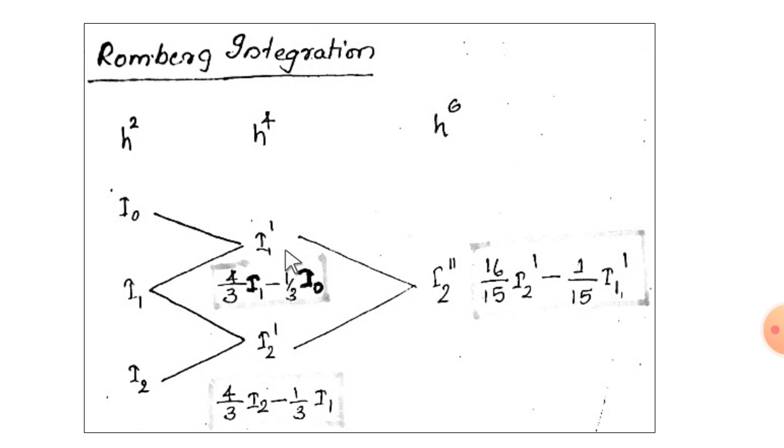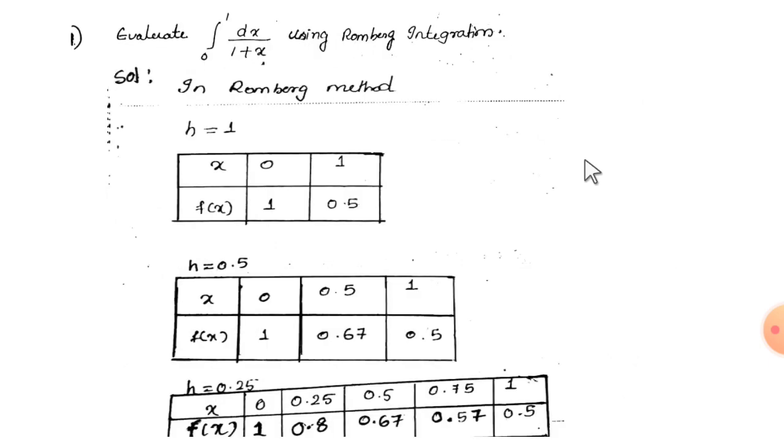So the value of I1 dash is equal to 4 by 3 I1 minus 1 by 3 I0. The value of I2 dash is equal to 4 by 3 I2 minus 1 by 3 I1. And I2 double dash will be equal to 16 by 15 I2 dash minus 1 by 15 I1 dash. So you have to remember this table. Now you can solve a problem.